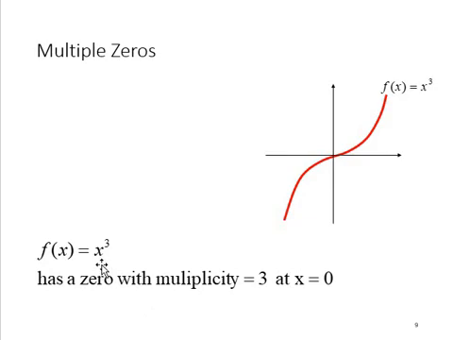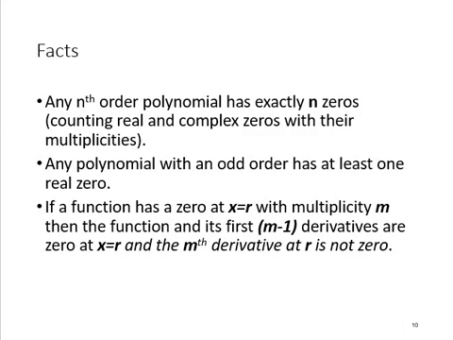For the graph of x cubed, remember the general curve for x cubed looks like this. So this one has got a zero at x is equal to 0. So this graph will cut at x is equal to 0 like that.